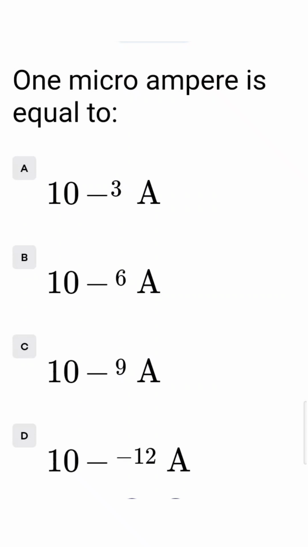1 microampere is equal to: A. 10 raise minus 3 ampere, B. 10 raise minus 6 ampere, C. 10 raise minus 9 ampere, D. 10 raise minus 12 ampere. The correct answer is option B, where it is written 10 raise minus 6 ampere. So we take option B.